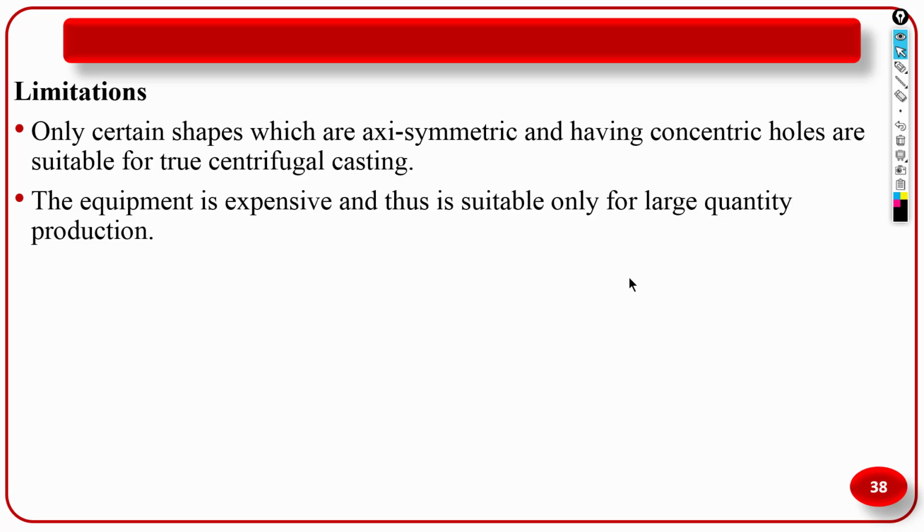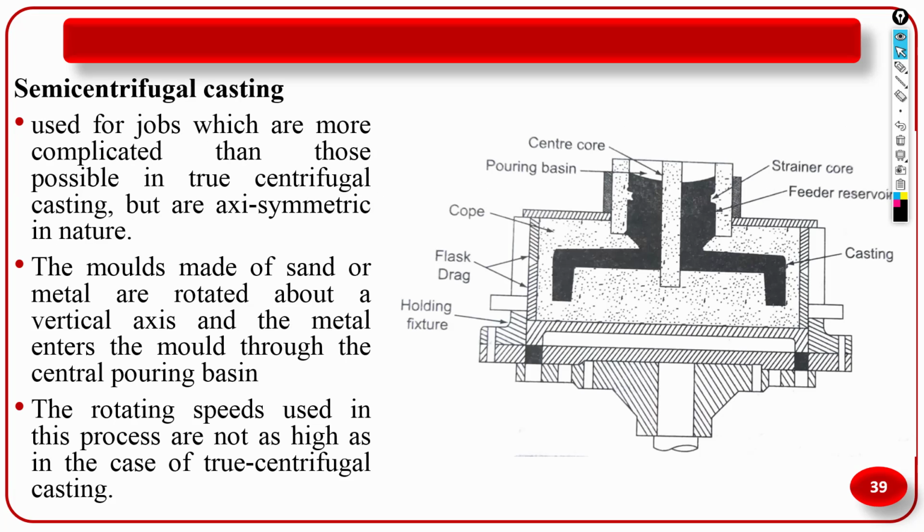Okay, so next we will talk about semi-centrifugal casting. Any casting which is axis symmetrical, obviously it is axis symmetrical, but more complicated, then in that case we go for semi-centrifugal casting. See here, this is the central core, and this is rotated in this way.